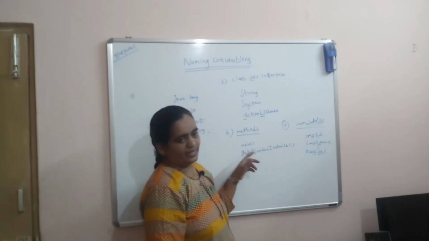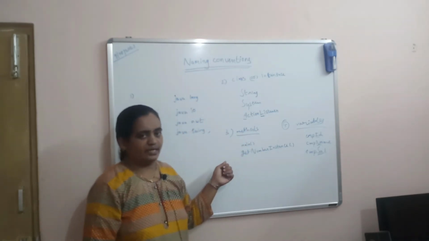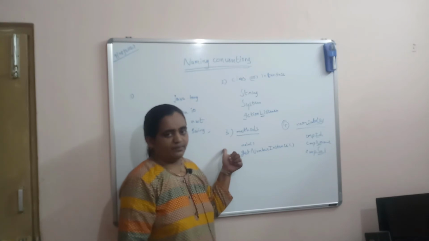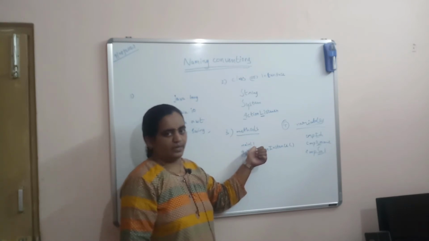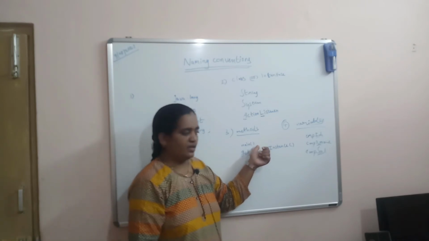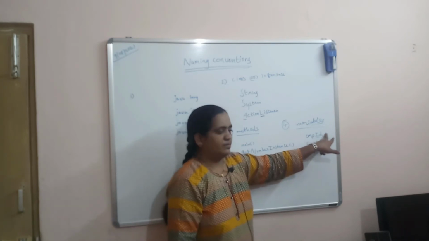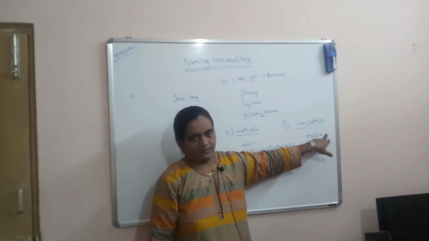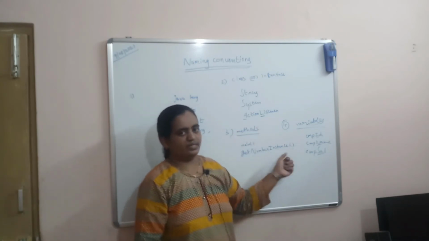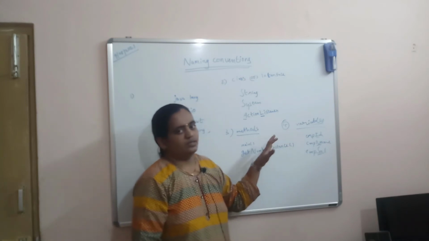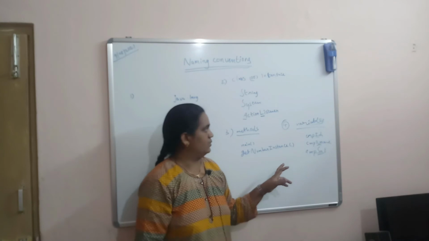The rule is the same for variables and methods. How to differentiate? At the end of a method we write parentheses, open and close. But in the case of variables, we do not write any parentheses at the end of the name. That way we can identify what is a method and what is a variable.